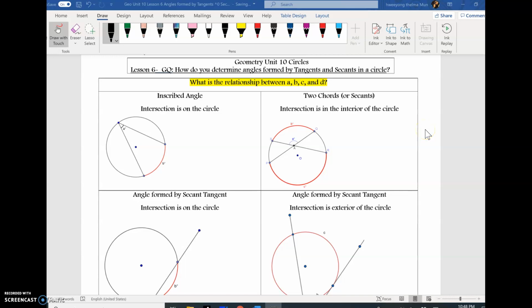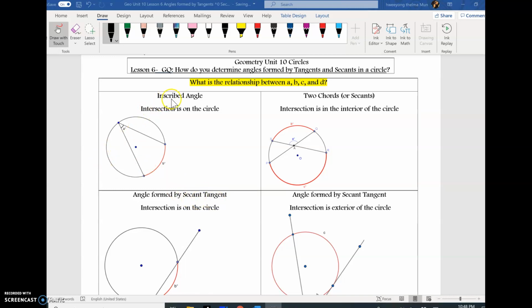So today we're going to talk about angles formed by tangents and secants. Now we already talked about inscribed angles and angles formed by two chords. So let's review those two and we'll discuss angles formed by secants and tangents. Here, we're going to write the relationship between the variables a, b, c, or d. Each of the diagrams is labeled with a, b, c, or d.